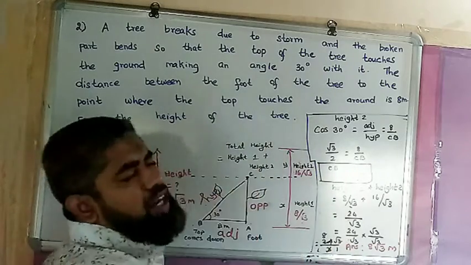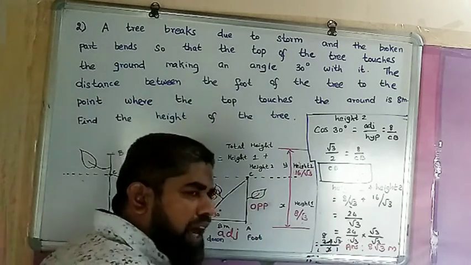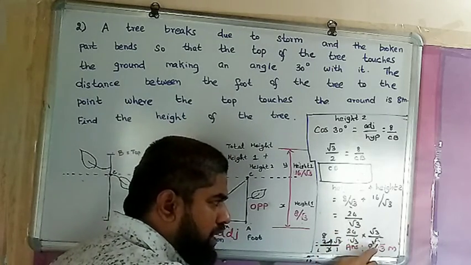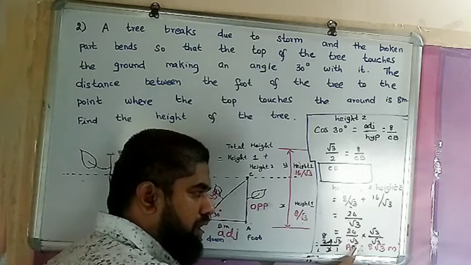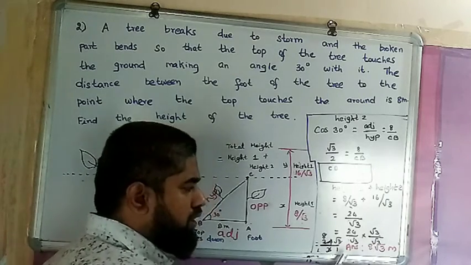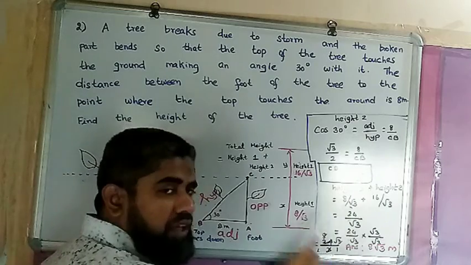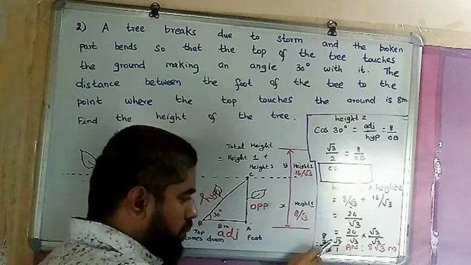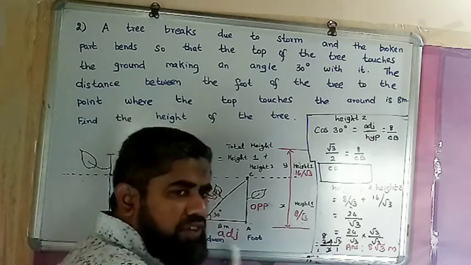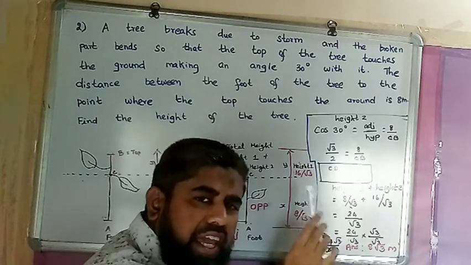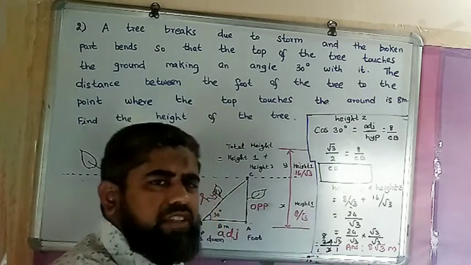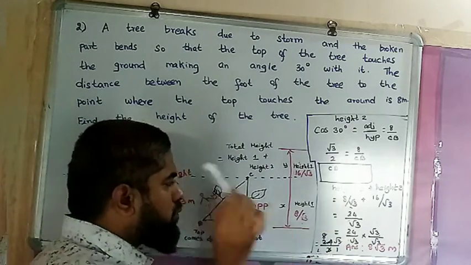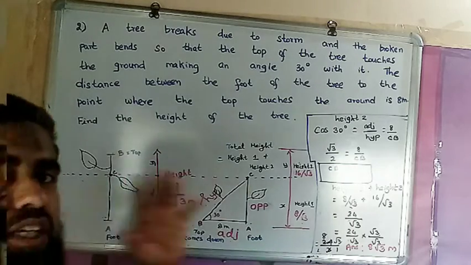So this denominator cannot be irrational, so we have to rationalize it. I am multiplying and dividing by root 3. So 24 by root 3 multiplied by root 3 divided by root 3. So root 3 into root 3 is 3. So 24 root 3 by 3. So 1 times 3 is 3 and 8 times 3 is 24. So the final answer is nothing but 8 into root 3. So the total height of the tree from top to bottom is 8 root 3.